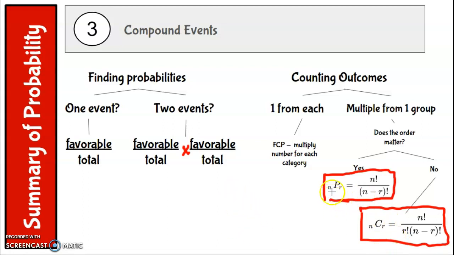N is the total number of things in the group, sorry, I said that backwards. N is the total number of things in the group, and then R is how many you're pulling from that group. N things taken R at a time.